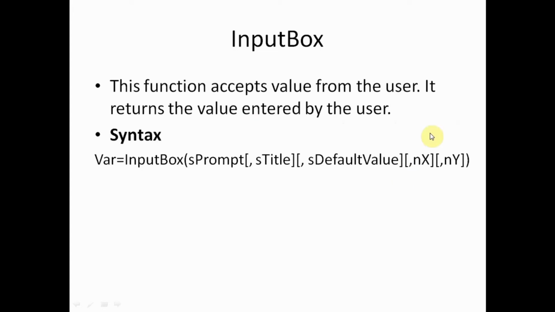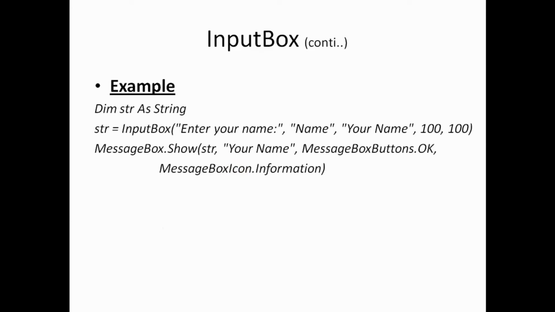Obviously we can omit any of the arguments in between, but the only thing we need to consider is that if I omit the title, I still need to specify the comma delimiter for the title. I can omit any value from these arguments, but the mandatory argument is the prompt, which cannot be omitted. So here is an example.